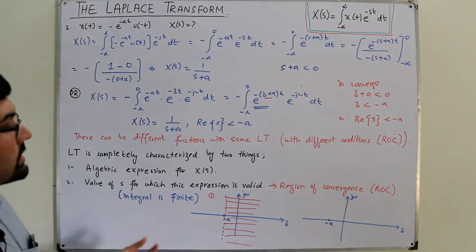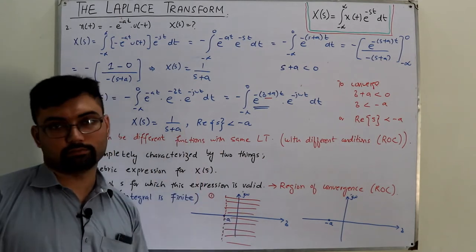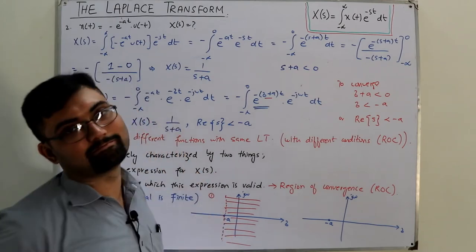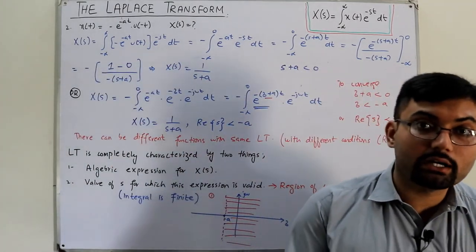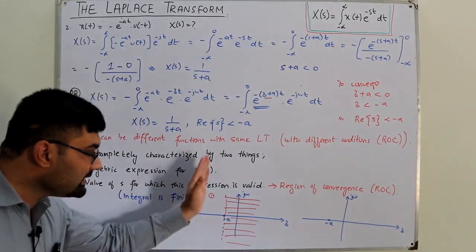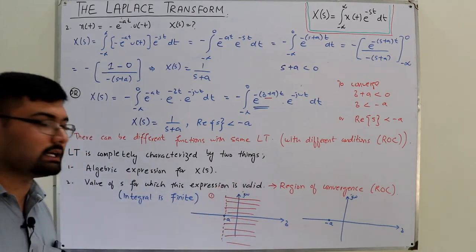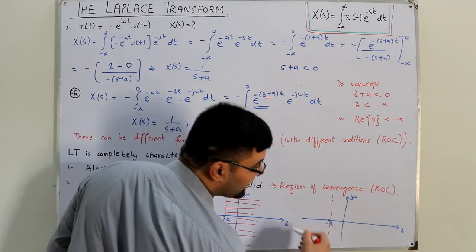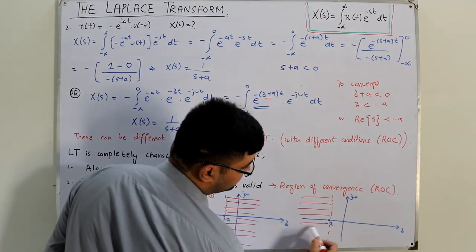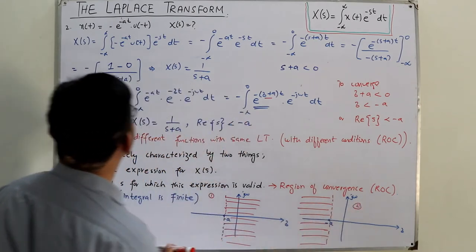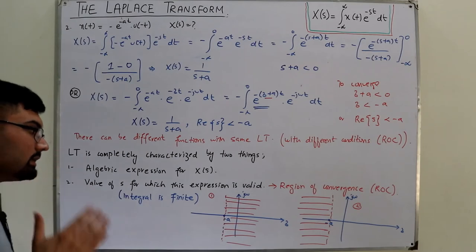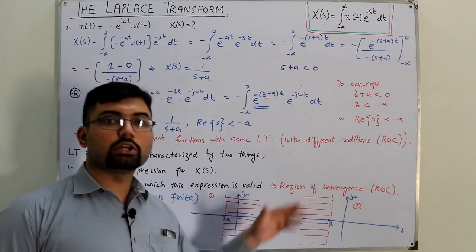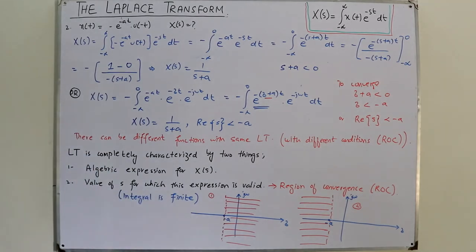If you see, the first example was a right-sided function. So for a right-sided function, the ROC lies to the right of a particular line. This is the property. We will be seeing the properties of ROC separately in detail, but you can have a look. Similarly, over here in the second, the real of s is less than minus of a. So again, I put an imaginary line at minus of a. This suggests that this second signal, exponential of negative a t times u of minus t, is a left-sided signal. So for a left-sided signal, the region of convergence lies to the left of a particular line. That is it.